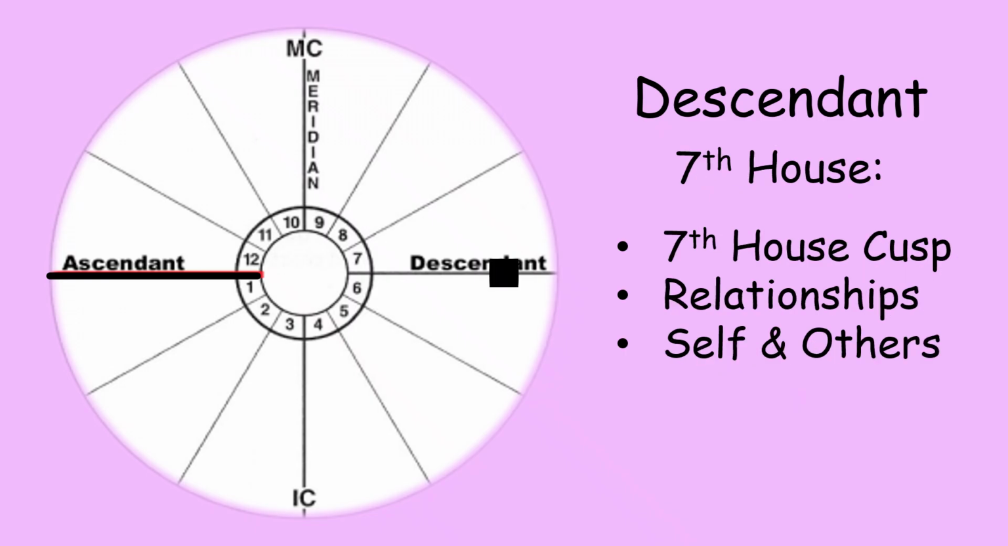The descendant sits on the cusp of the 7th house, and the 7th house is all about our relationships. So when we're looking at what we call the ascendant-descendant axis in the chart, we're looking at our relationship with ourselves as opposed to our relationships with others.